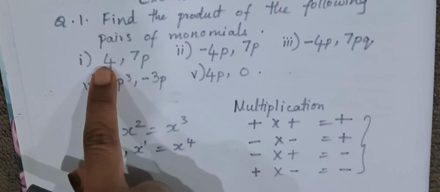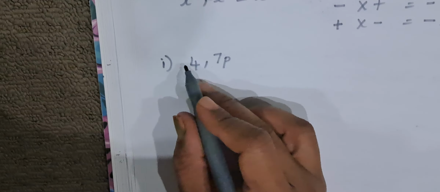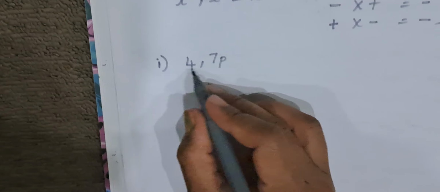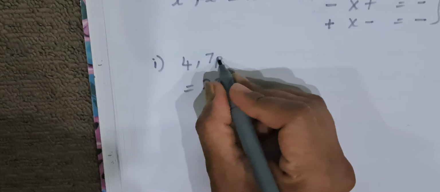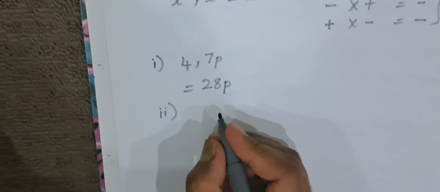See, in the first one, it is 4 and 7p. Let us begin with the first one. Now here, in addition, we cannot add 4 and 7p, but in multiplication, we can multiply 4 and 7p. We will multiply the numerals. 7 fours are 28. And there is no p here, and only 1p here. So 7 fours are 28. It becomes 28p.